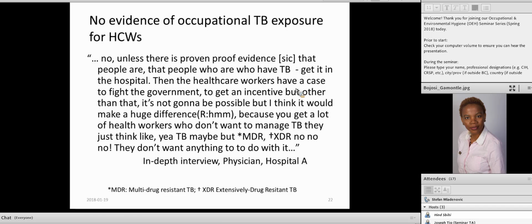All right, so now for some codes that are coming from this theme of no evidence of occupational TB exposure for healthcare workers. This physician said, no, unless there's evidence that healthcare workers who have TB get it in the hospital, they don't have a case to fight the government to get an incentive. But other than that, it's not going to be possible. But I think it would make a huge difference because you get a lot of healthcare workers who don't want to manage TB. They're just like, yeah, TB maybe, but multi-drug resistant TB and extremely drug resistant TB, no. They don't want anything to do with that.